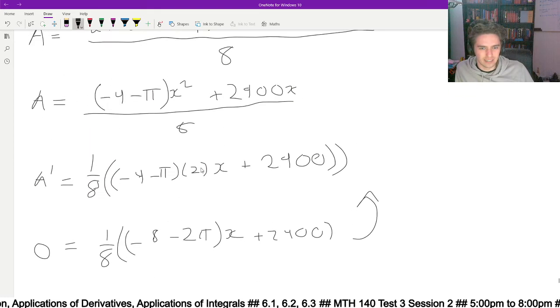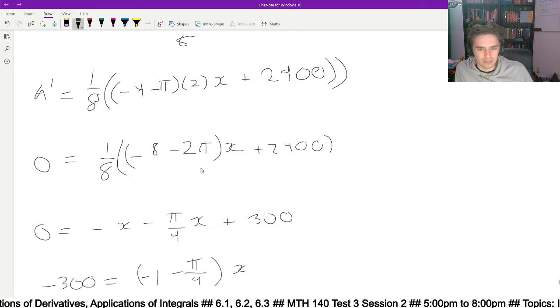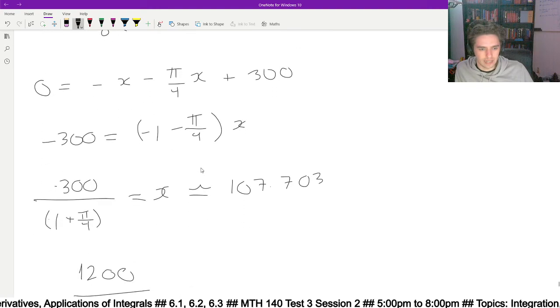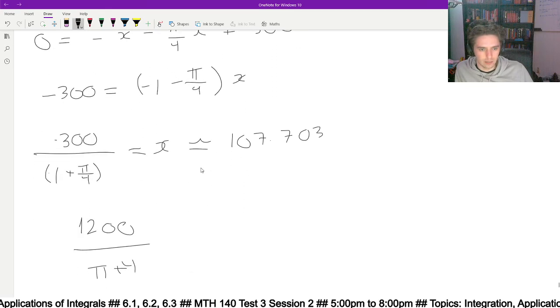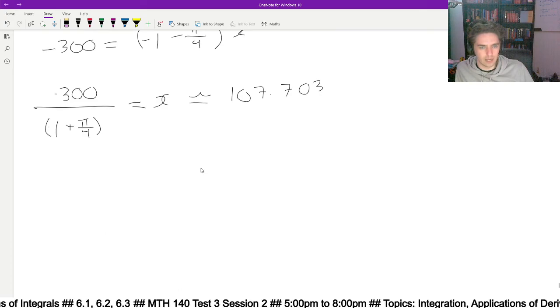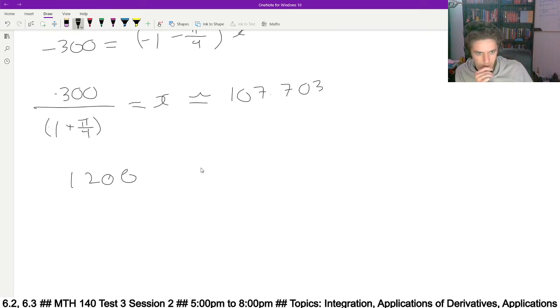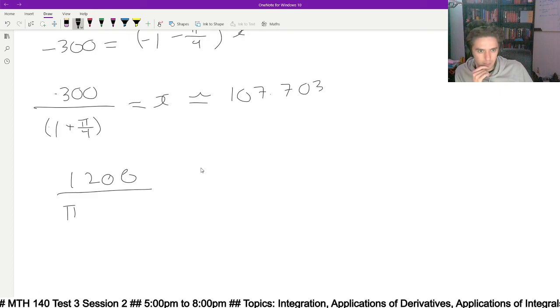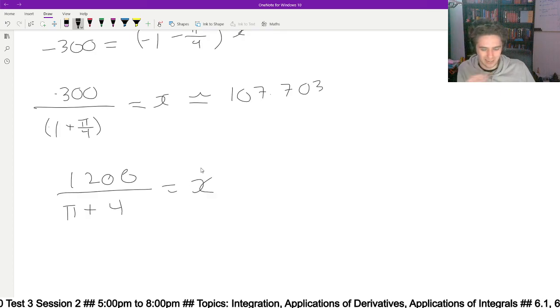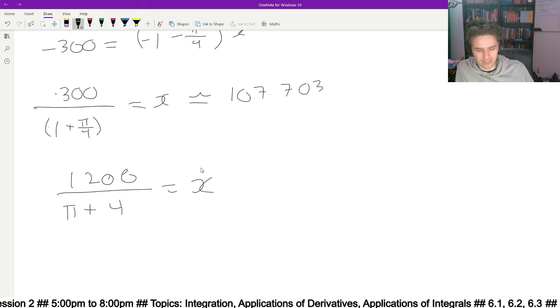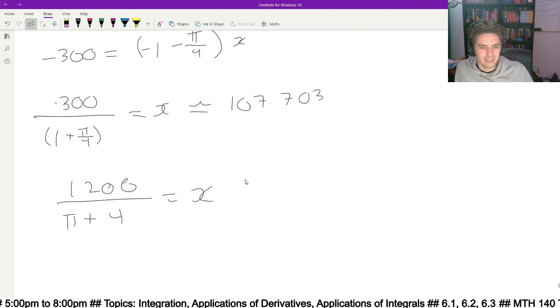I didn't actually get it. So let me, oh yeah, no, I did get it. This is 1200, just multiply top and bottom by 4. So it's going to be 1200 over pi plus 4. Okay, good. I was just reading the wrong thing on the solution here. That's why I thought it was wrong.